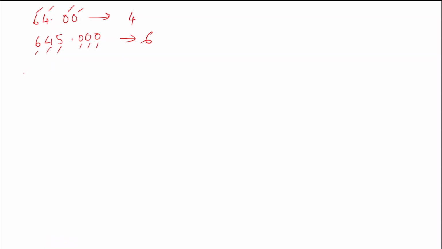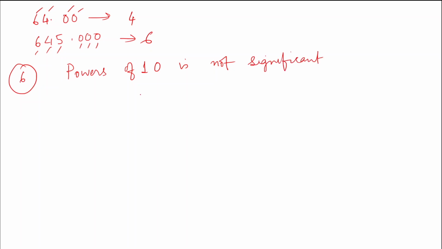Okay. Now rule number 6. Now coming to rule number 6, powers of 10. Powers of 10 is not significant. Powers of 10 is not significant. Let us take the example. Let us write 4.80 meter. 4.80 मीटर है, इसको हम चेंज करके कैसे लिख सकते? It has 3 significant figures.